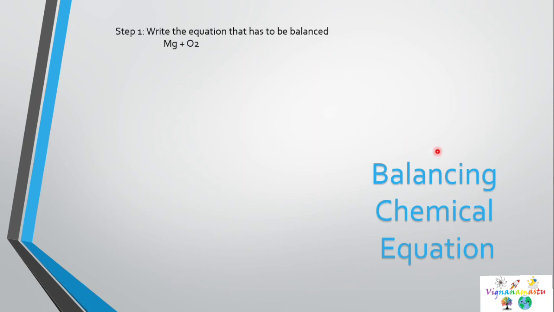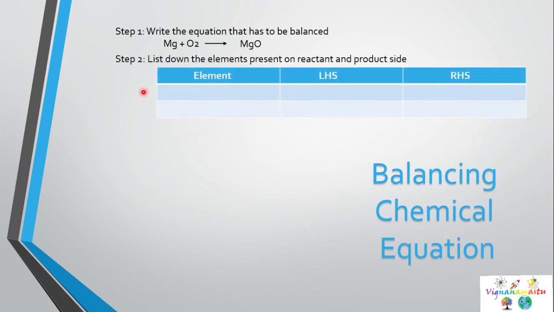There are a few steps you need to follow. First step, write down the equation that has to be balanced, Mg plus O2 giving MgO. Next step is to list down the elements present in the reactants and product side. So first element is Mg. In the reactant side there is only 1 atom, and in the product side there is 1 atom. Okay, oxygen. In the reactant side there are 2 atoms, and in the product side there is only 1 atom. So we need to balance this.